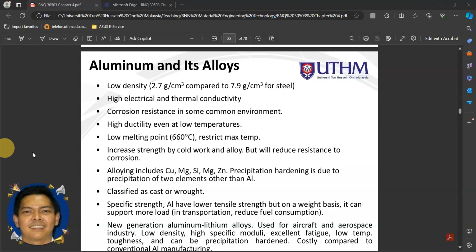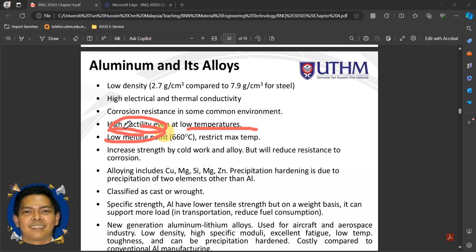Aluminium and its alloy. Aluminium and its alloy has a low density, 2.7 grams per cubic centimeter, compared to 7.9 grams per cubic centimeter for steel. Aluminium and its alloy also have high electrical and thermal conductivity. It also has some corrosion resistance in some common environments. Okay, aluminium and its alloy has high ductility even at low temperature.